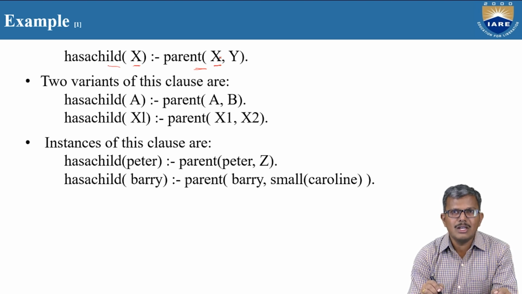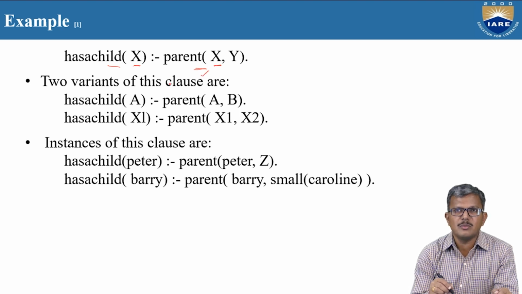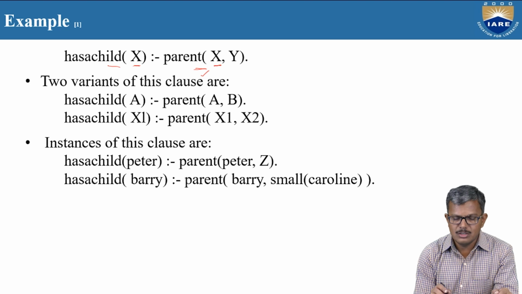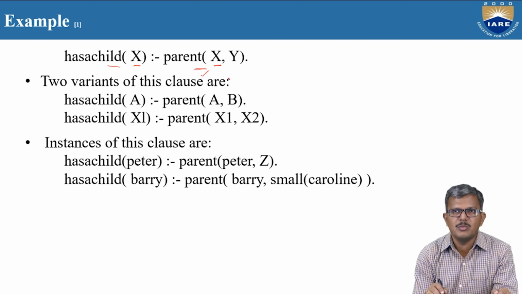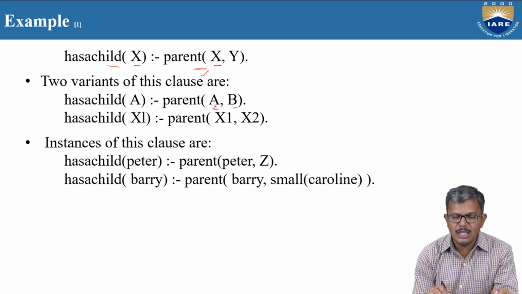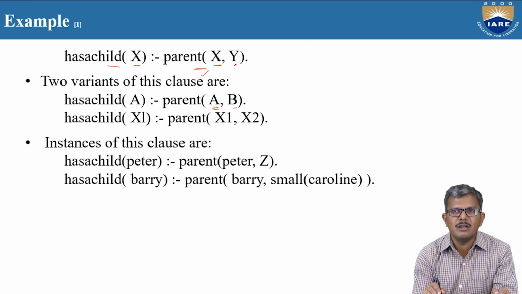So this one clause we can represent in two different ways again. Just now we said substitution of the variables with other variables, substitution of one term with another term. So in this case, what happened? Instead of X comma Y, we have taken parent A comma B. There is no change in the meaning, right? The meaning is going to be the same. A is a parent of B. But in the earlier case, it is X is a parent of Y.